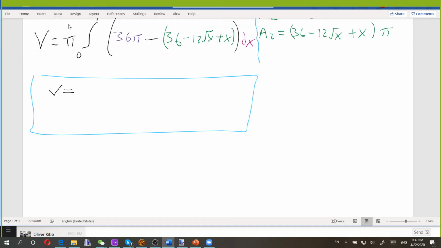The volume of any shape we want to revolve would be equal to pi times the integral from a start point A to an end point B of r1 squared minus r2 squared in terms of x.